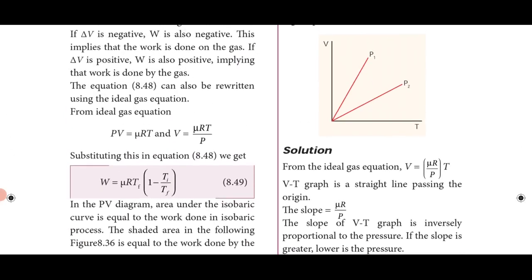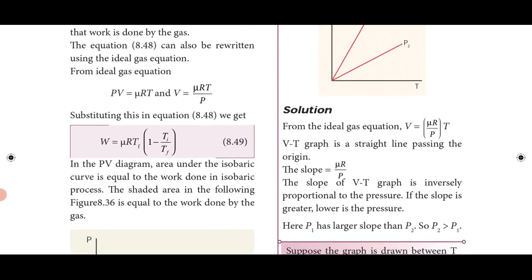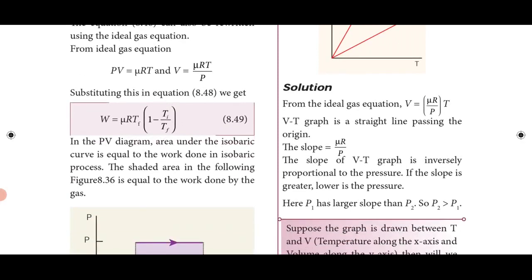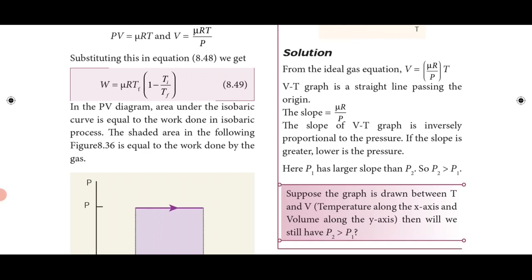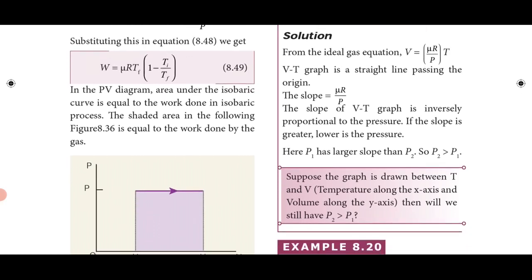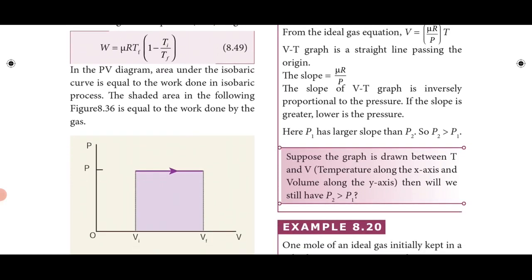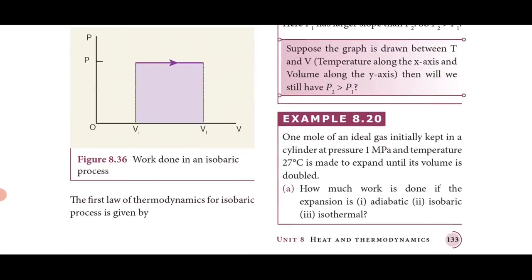Understood, students? The equation can also be written using the ideal gas equation, PV equals mu RT. Taking V alone, we move the pressure to the other side, so V equals mu RT by P. Substituting this value in the work done, we get mu R TF into 1 minus TI by TF. The area under the isobaric curve in the PV diagram is equal to the work done in the isobaric process. That diagram is given here.